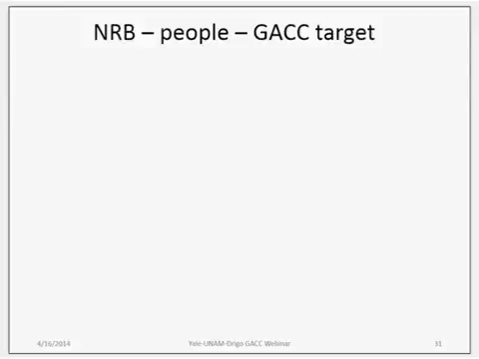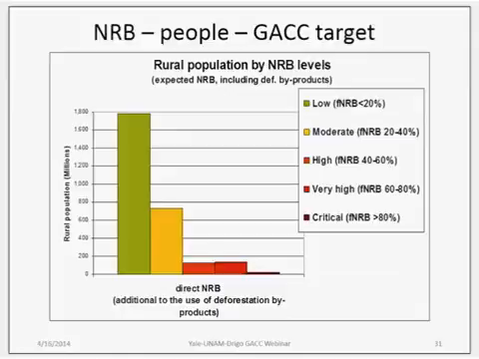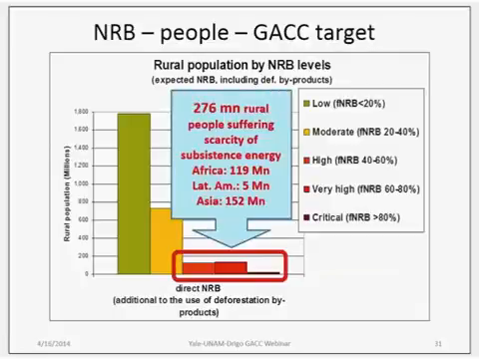Now, just a brief touch on the relation between the non-renewable fraction, the people distribution, and what could be the target for GAC. In this graph, we show the distribution of the rural population, that is, population that depends on the resources locally available, mostly informally harvested. So these are really the most vulnerable people with respect to availability of woody biomass for subsistence energy. And the colors indicate in which context these people live. Thankfully, the majority lives in the low non-renewable fraction context, but there is a significant amount of people, estimated to be in the range of 276 million rural people, that suffer scarcity of subsistence energy. Namely 119 million in Africa, 5 million in Latin America, and 152 million in Asia.